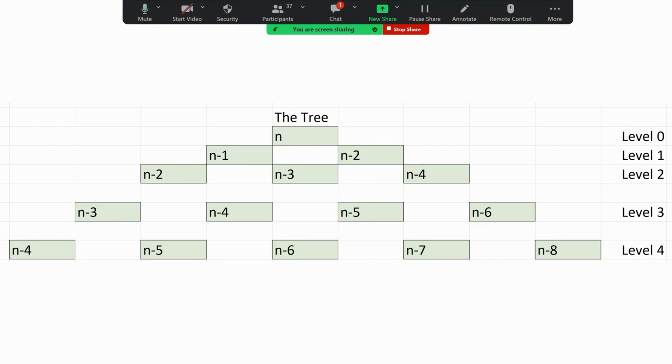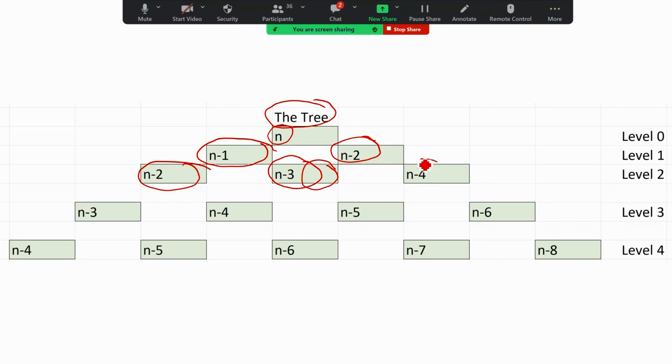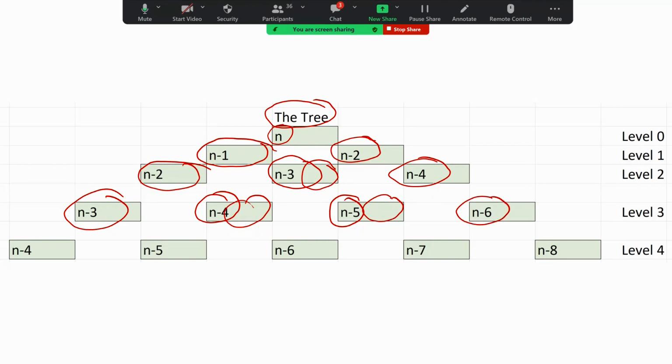If you're calculating fib of n, this is your function call tree. What would you do? You would do fib of n minus 1 and n minus 2. Then for n minus 1, you would do fib of n minus 2 and n minus 3. For n minus 2, you would again do n minus 3 and n minus 4. And then again for n minus 2, you do n minus 3 and n minus 4. For n minus 3, you do n minus 4 and n minus 5. And for n minus 4, you again do n minus 5 and n minus 6. Do you see the trend? Do you see what's happening?